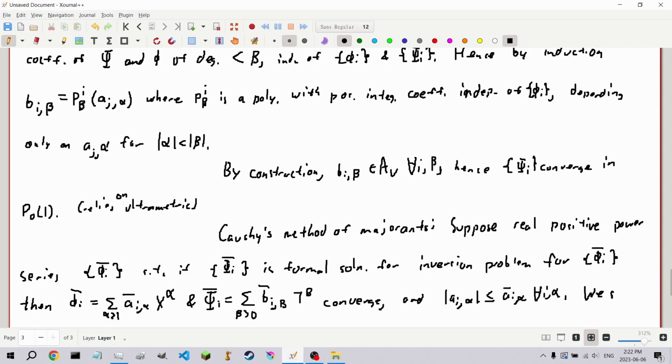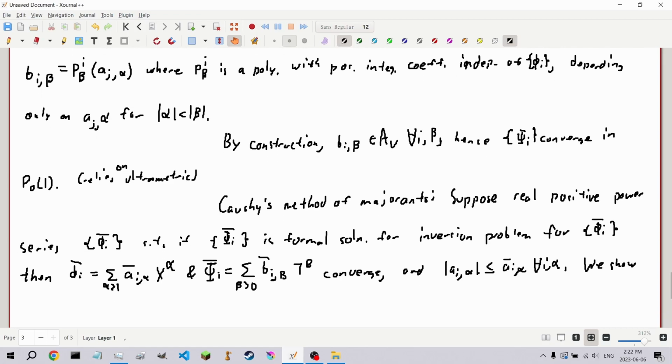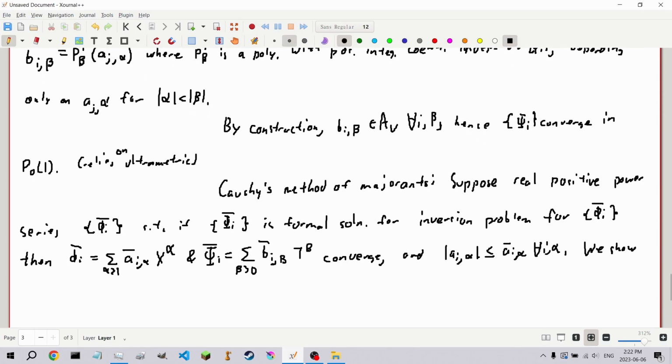We then show that for all i and beta, we likewise have the size of b of i and beta be at most b bar of i and beta, and we need to show this.